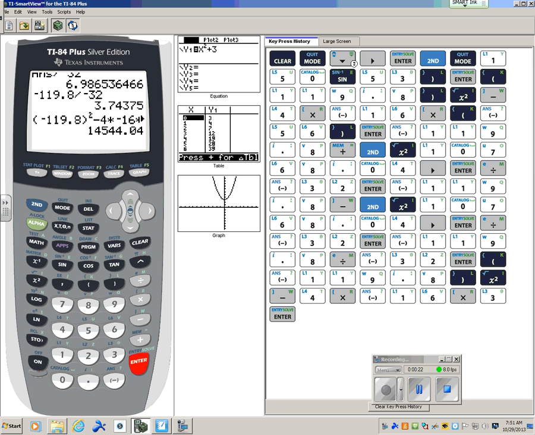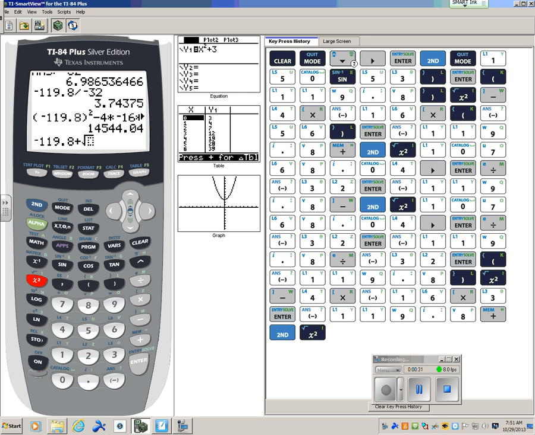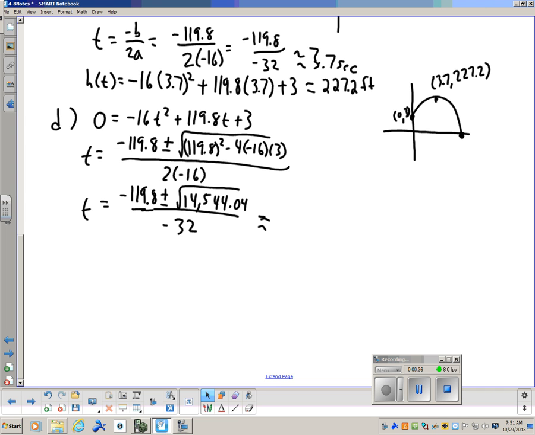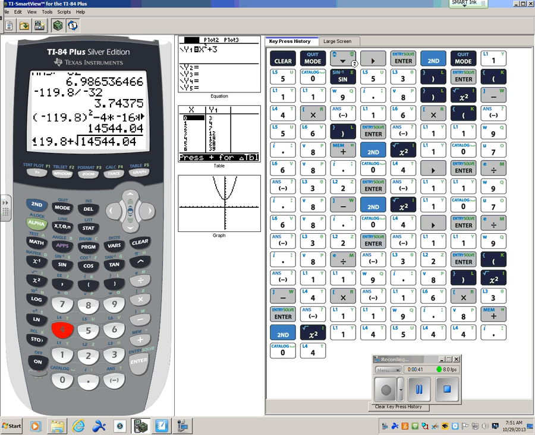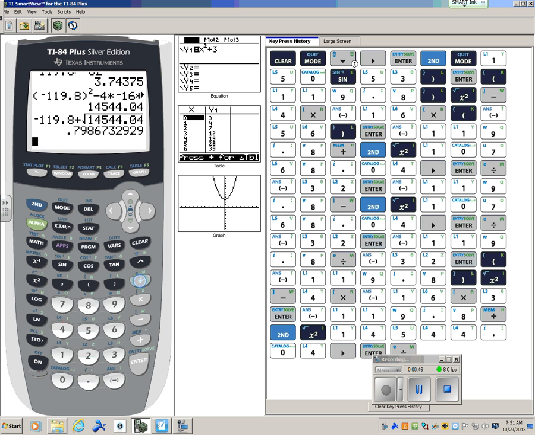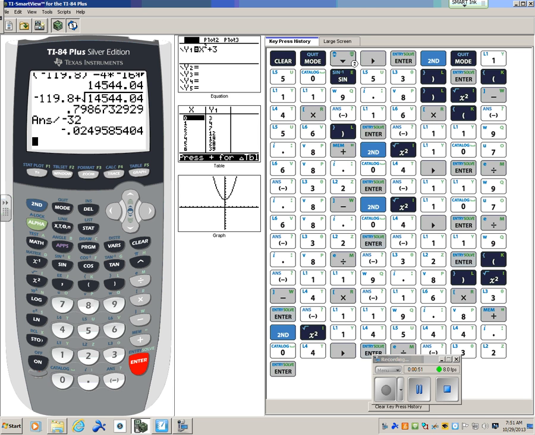So I'm going to plug that into my calculator here. Negative 119.8 plus the square root of 14,544.04, I believe that's what it was, equals, divided by negative 32. And I'm getting negative 0.02.